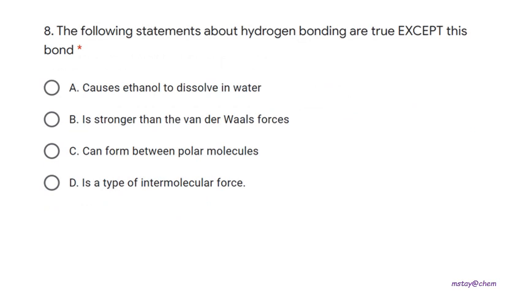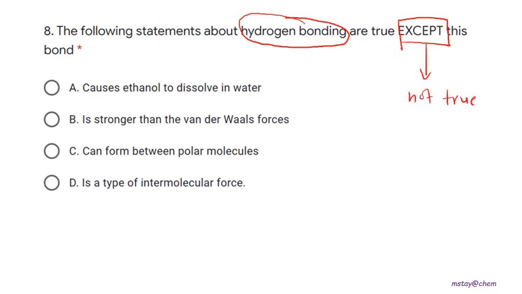Which statement is correct for hydrogen bonding? Except. So that means we are looking for the one that is not true. Okay. Ethanol can form hydrogen bonds, therefore it can dissolve in water because water also has hydrogen bonds. So this is correct. Hydrogen bond is stronger than van der Waals force, correct as well.